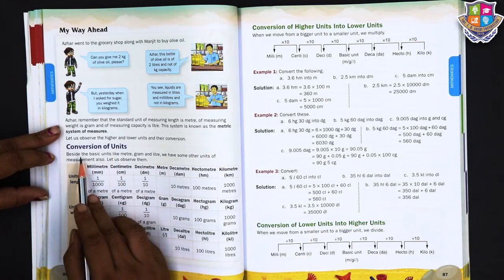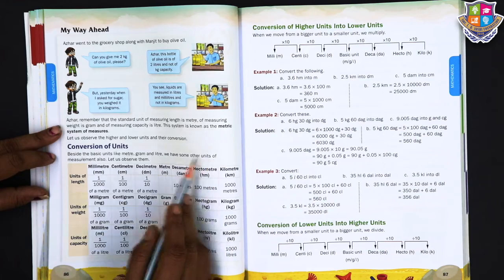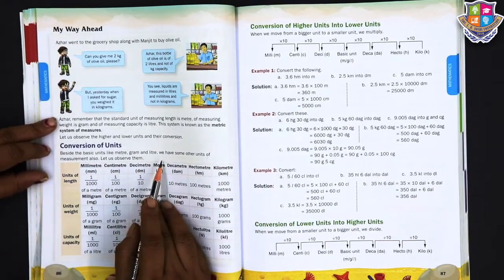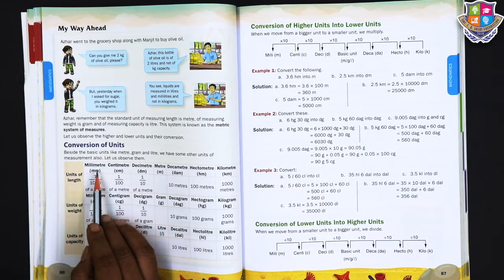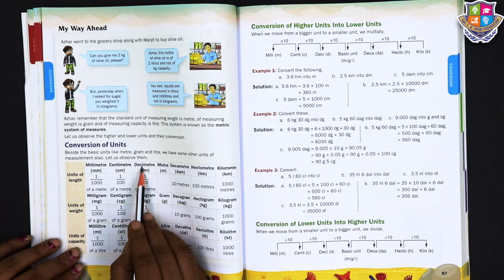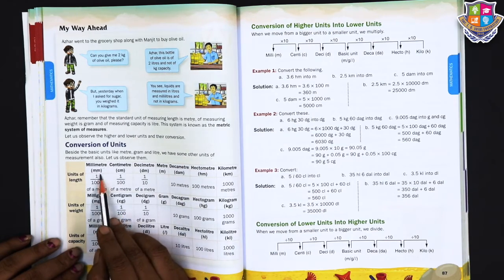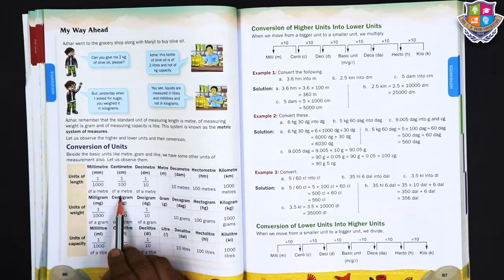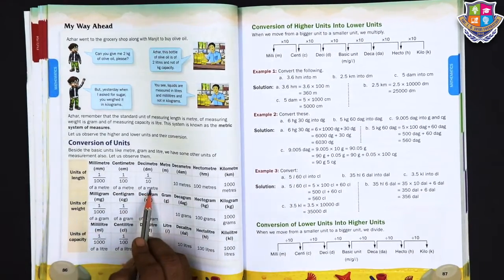Besides the units like meter, gram and liter, we have some other units of measurement. Let us observe them. Just see what the given units are. Now units of length. Millimeter means mm, you know. Centimeter means cm, and decimeter means dm. So millimeter is 1/1000 of a meter, centimeter is 1/100 of a meter, and decimeter is 1/10 of a meter.